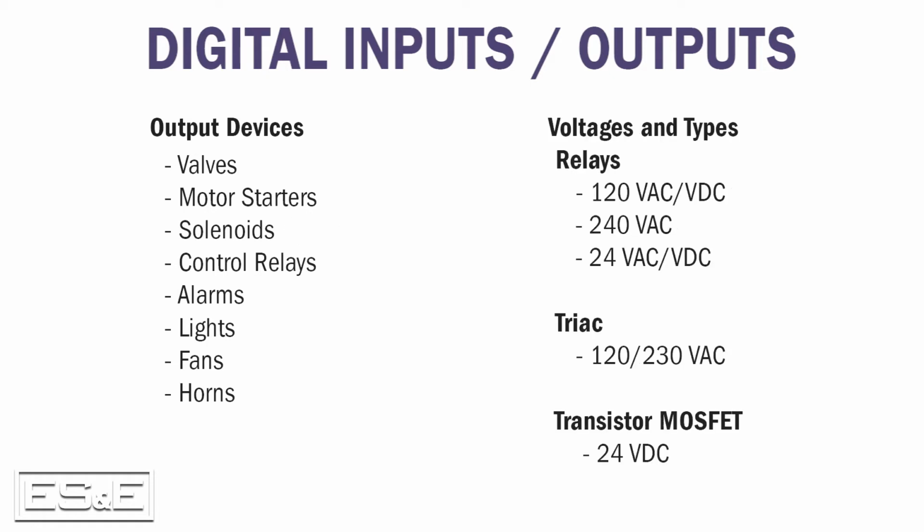On the right are the voltages and types associated with output devices. Just like inputs, 24 volts DC is the most common voltage type used today. Notice there are 3 types of outputs.